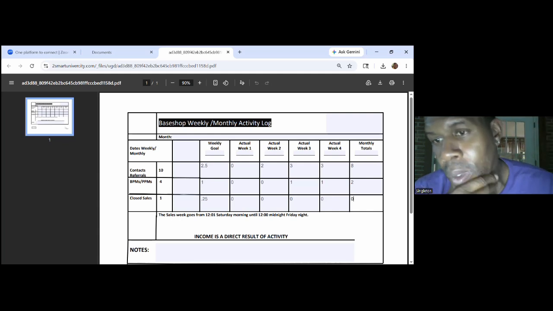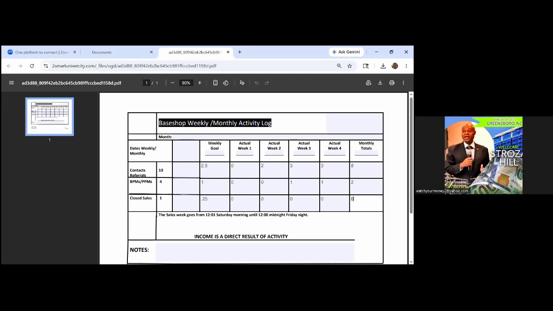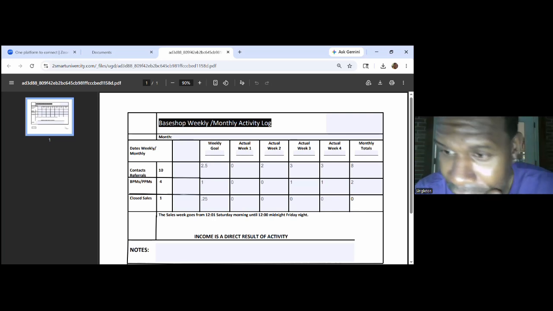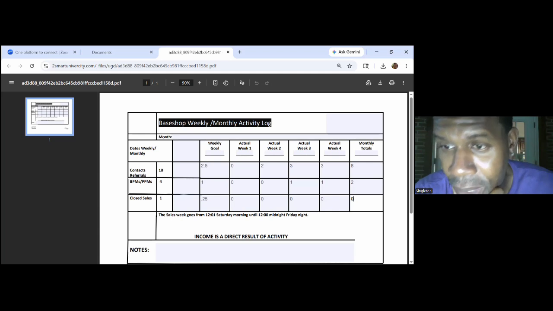Looking at the numbers, should that person be mad that they did not get a sale that month? You can unmute and talk. Based on the numbers, should they be mad and not understand why they didn't get a sale? No, correct. They shouldn't, because they didn't get at least 10, they didn't get at least 4, and then they didn't get a sale.